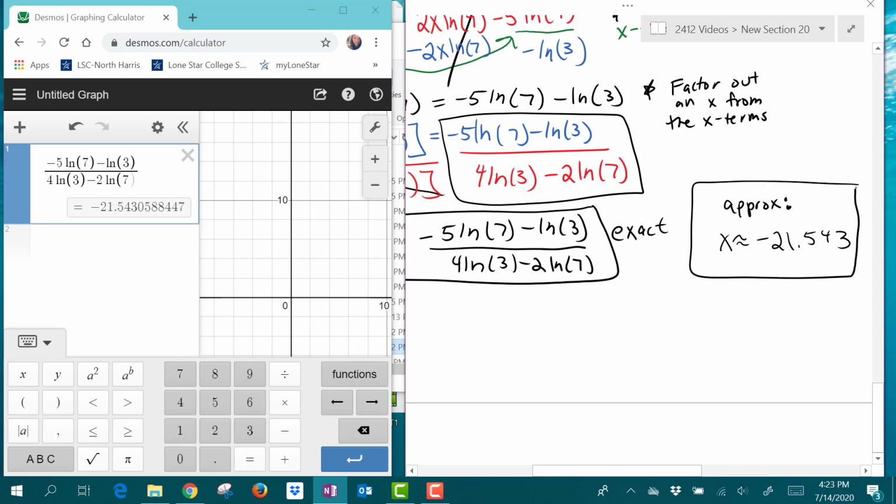Alright, so our final answer, here's the exact form and also the approximation.